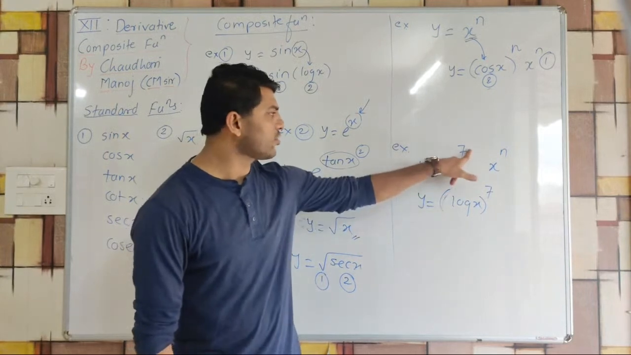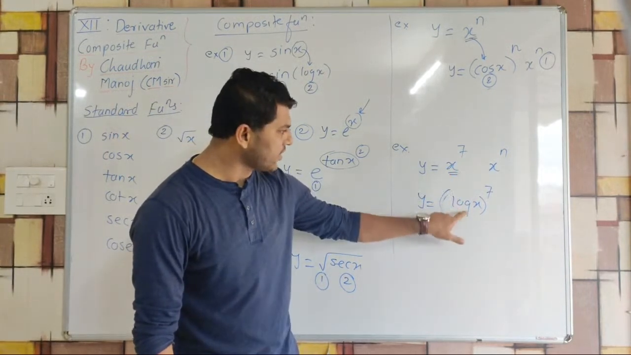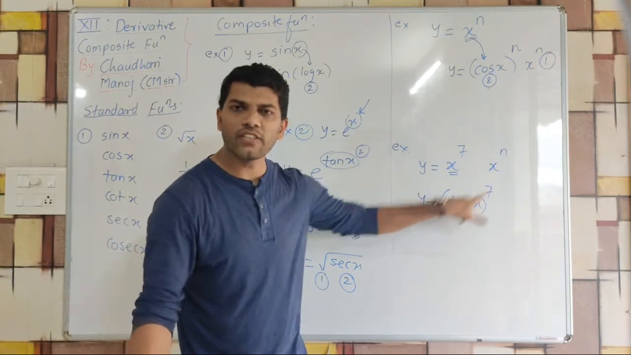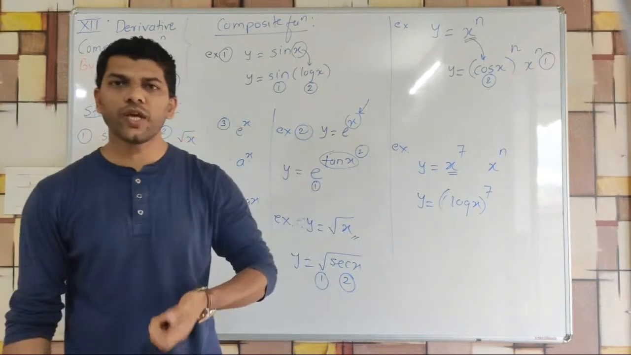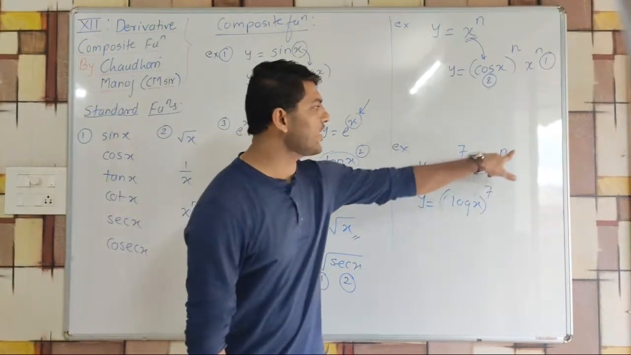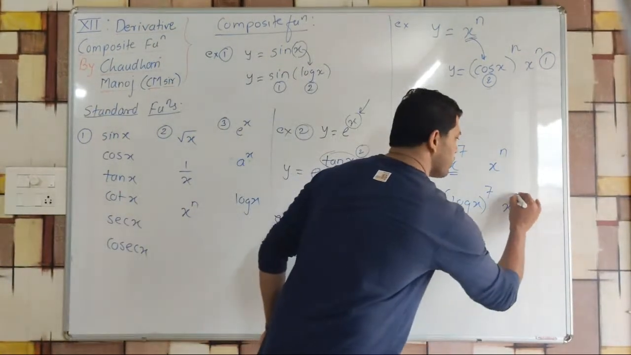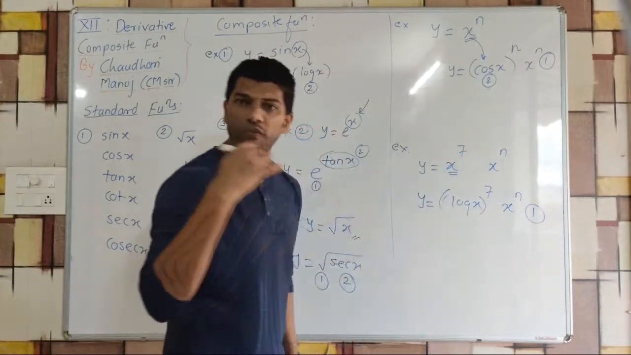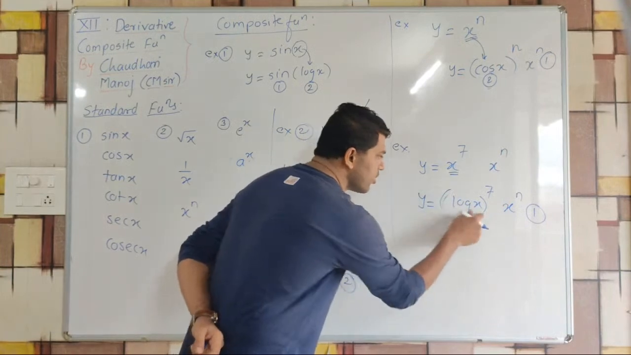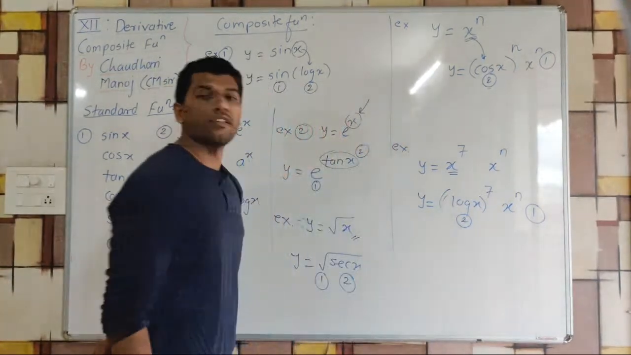So it's x raised to 7, and they replace this x using log x. So which one comes first? Log x or the 7? Log x or x raised to n? Which one comes first in the list? So x raised to 7, which is x raised to n, is the first function, which is the original function, and the replacement for x is log x. You have to treat it as the second one.